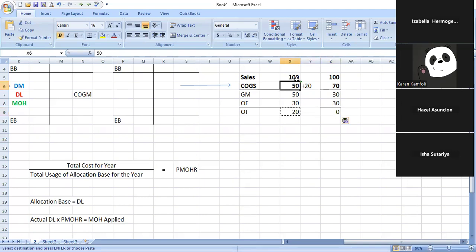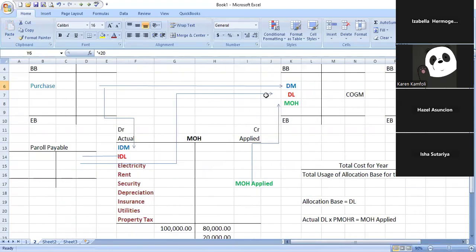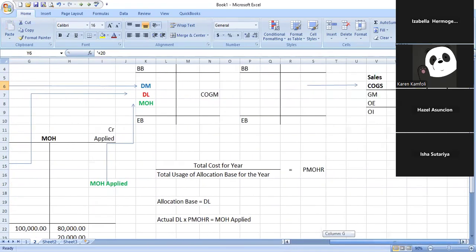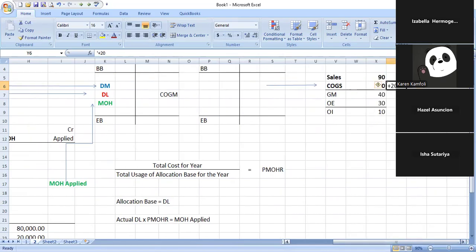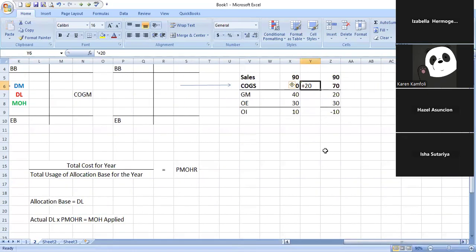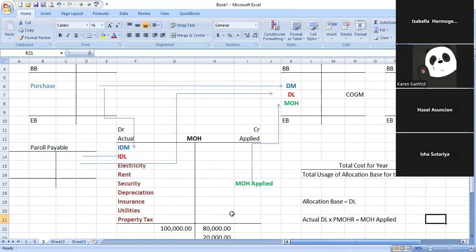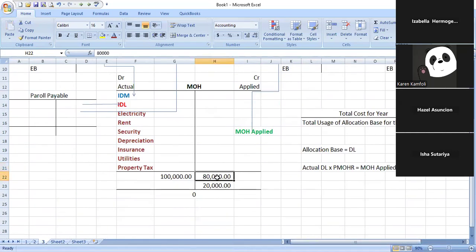But let's say my sales was 90. Oops, I'm in trouble now. Why? Because I didn't apply enough manufacturing overhead. Is that good for me? No. Now let's see the next scenario, scenario number 3. The next scenario will be the opposite of this.